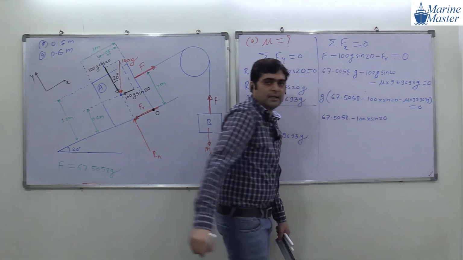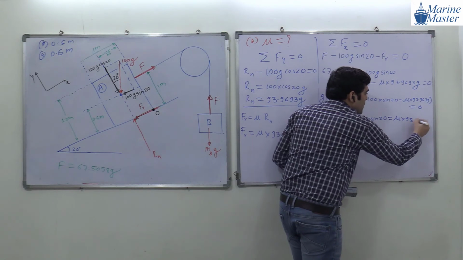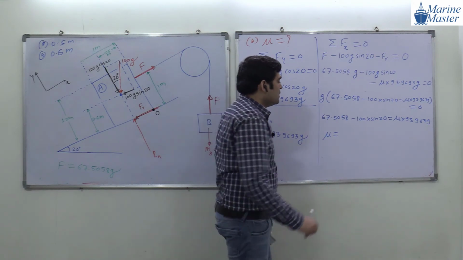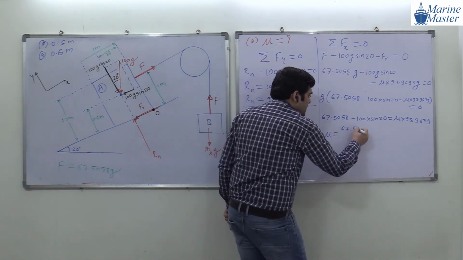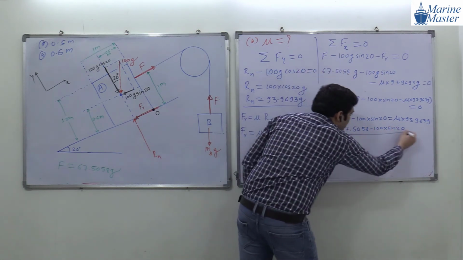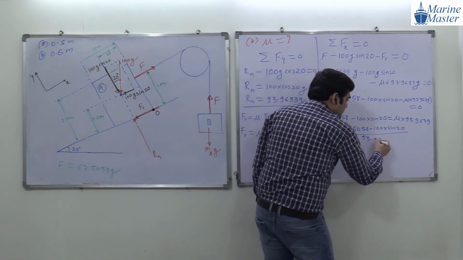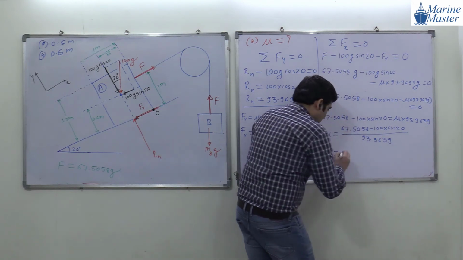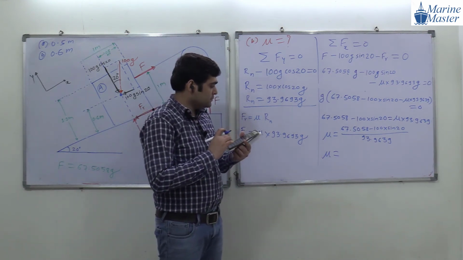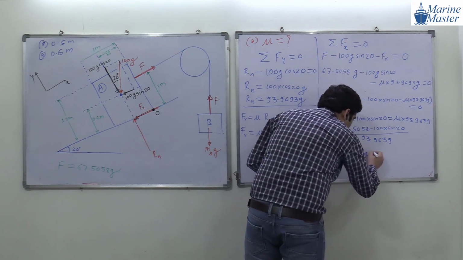See the point here mathematically. And we are going to shift this side. So this will become mu into 93.9639. So what will be the mu, guys? Okay, very good. One minute. 67.5058 minus 100 into sin 20 divided by 93.9639. Okay, everyone, please do the calculation and tell me the value of mu. Everyone. 0.35.